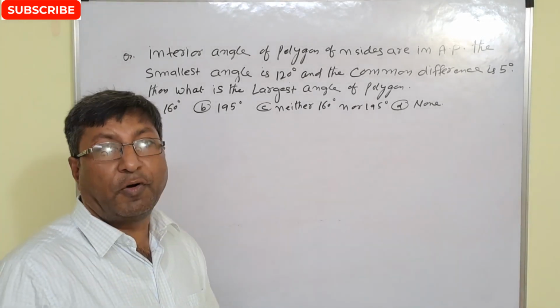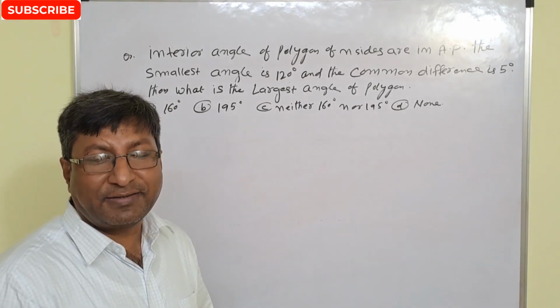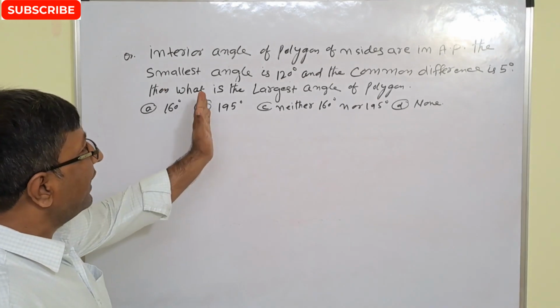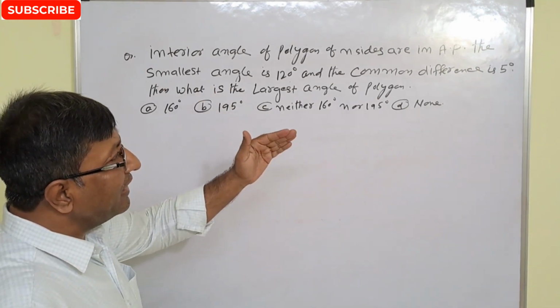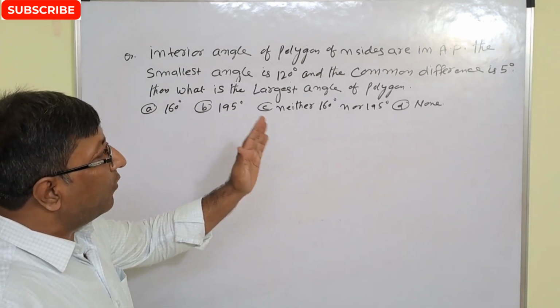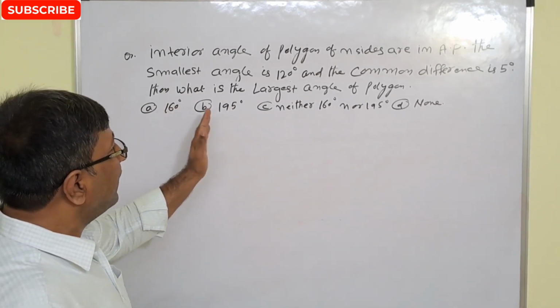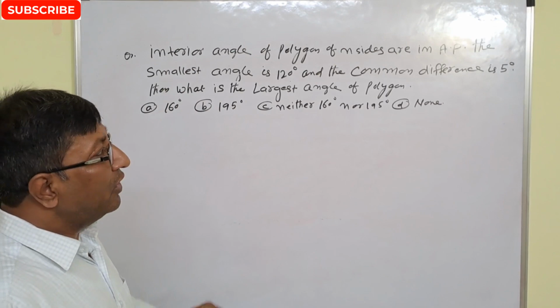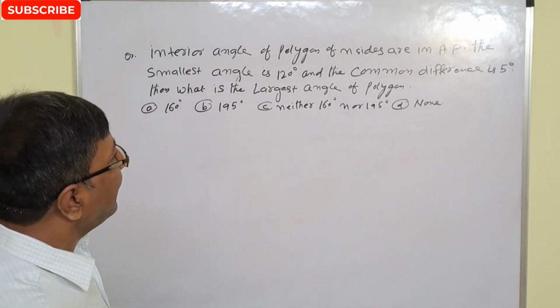The most important question of AP. Let us see the question. The interior angles of a polygon of any side are in AP, the smallest angle is 120 degrees and the common difference is 5. So then what is the largest angle of the polygon? For this type of question, what is the simple technique?